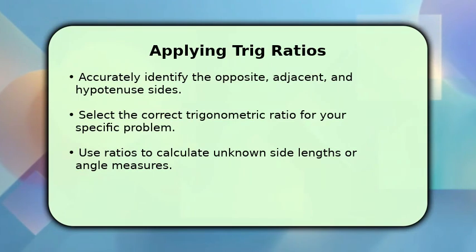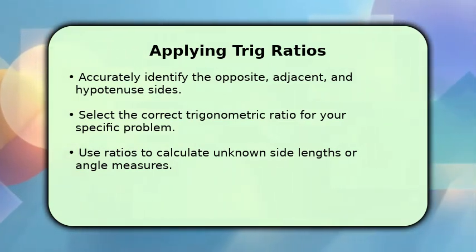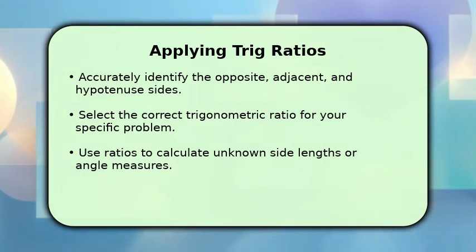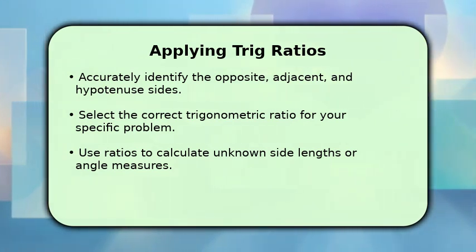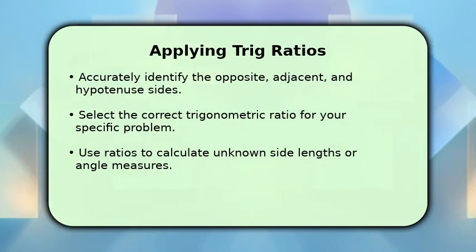Applying these ratios is straightforward once you identify the sides of your right triangle relative to the angle you're working with. First, pinpoint the opposite, adjacent, and hypotenuse. Then, choose the SOH, CAH, or TOA ratio that includes the known and unknown values. This method allows you to solve for missing side lengths or angles in various practical situations.